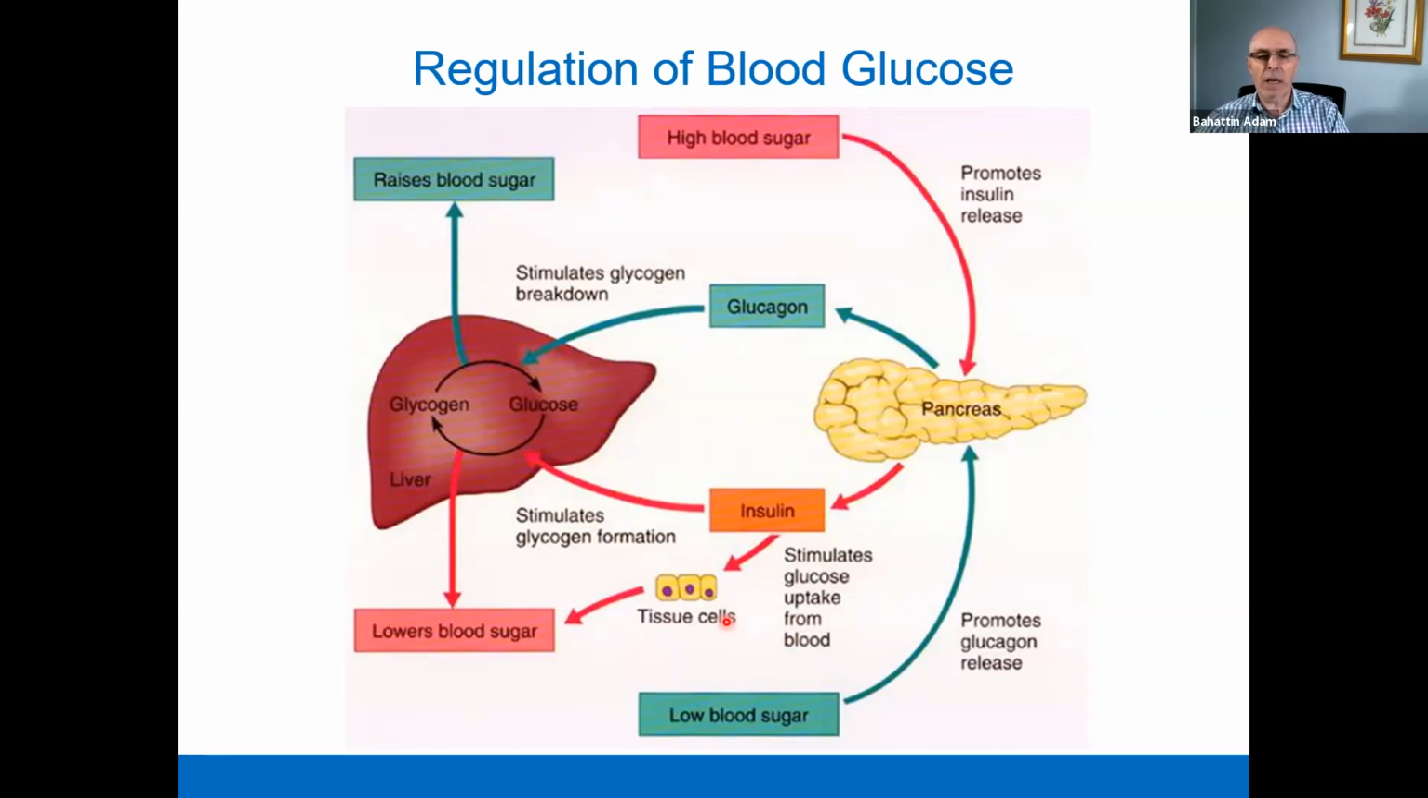If you have low blood sugar, hypoglycemia, it promotes glucagon release from the pancreas, and glucagon will stimulate glycogen breakdown, glycogenolysis, and then send glucose out from the liver in order to regulate the blood glucose level, to increase it.